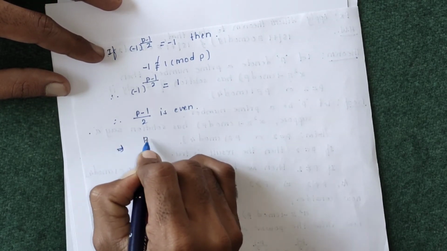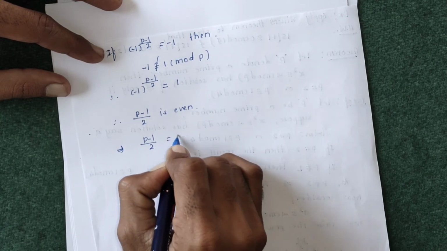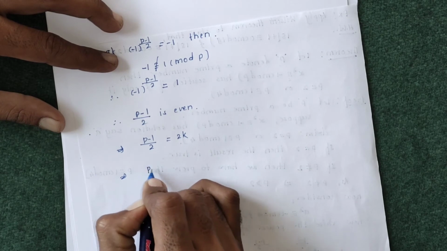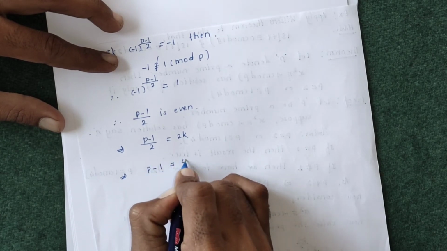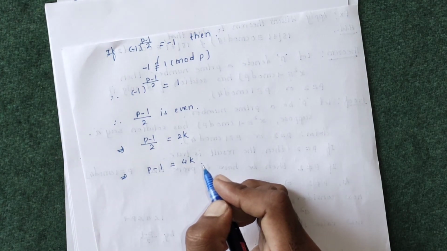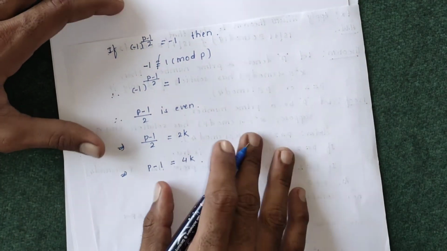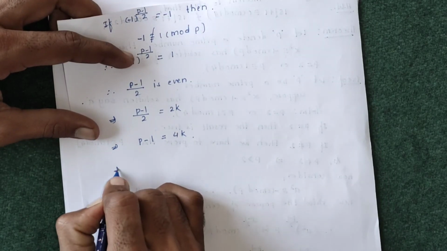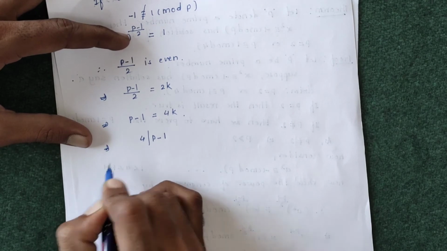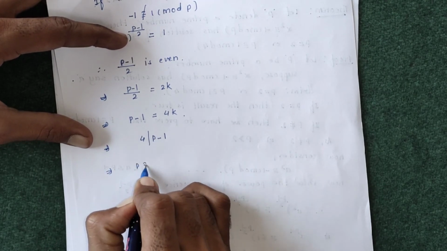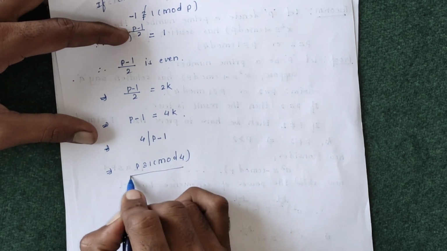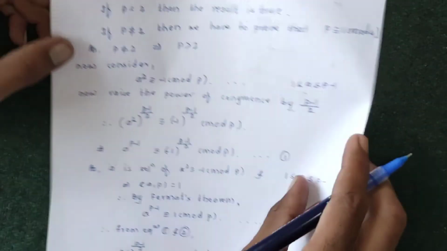So P minus 1 by 2 must be of the form 2k, since any even number is of the form 2k. This gives us P minus 1 is equal to 4k. From this, by the definition of divisibility, we can write 4 divides P minus 1, and using the definition of congruence we can write P is congruent to 1 modulo 4, and hence the proof of the first part of this theorem.